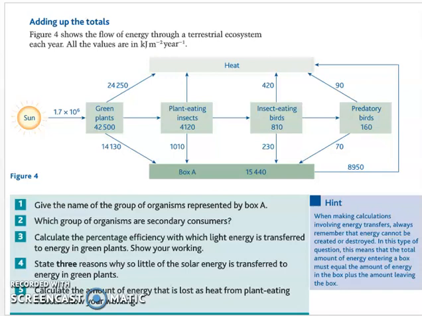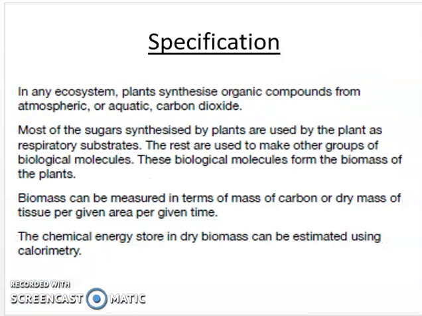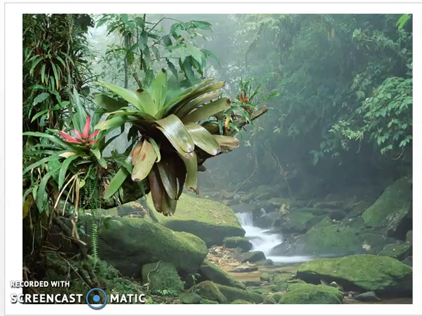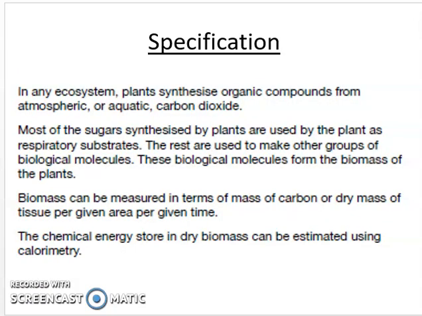Okay, so if I just go back to the specification. So what we've looked at is what an ecosystem is. We've looked at the biotic part of the ecosystem, which are all of these: producers, consumers, saprobionts, herbivore, carnivore, omnivore, all links to some of the consumers, and trophic level obviously isn't a biotic thing. And then we've looked at the abiotic components. I've just mentioned them. Let's go back to the spec. So they're the non-living things.